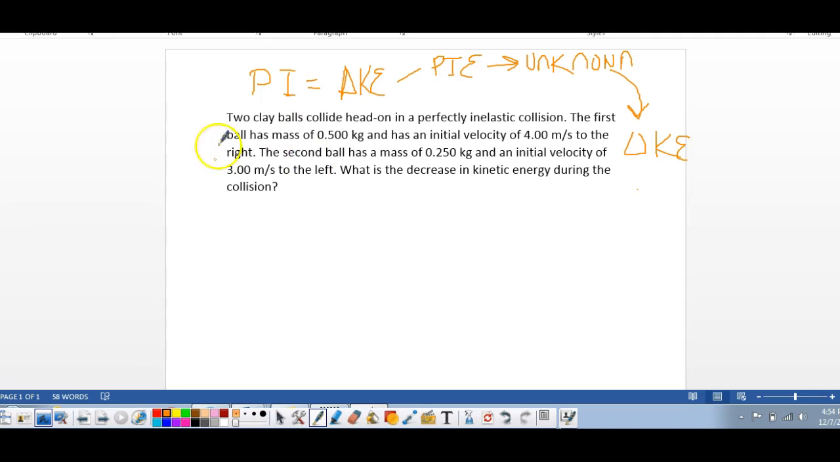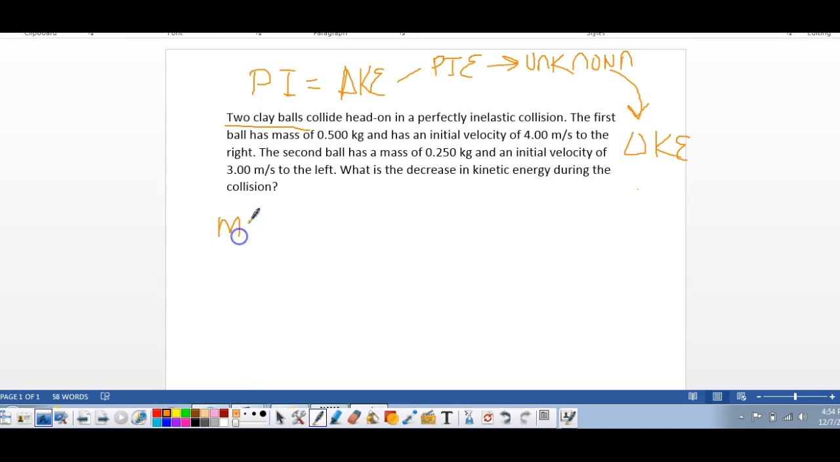So the first part is perfectly inelastic, and you can see that. Two clay balls collide head-on in a perfectly inelastic collision. The first ball has a mass of 0.5 kilograms and has an initial velocity of this. The second ball has a mass of 0.250 and an initial velocity of 3 meters per second to the left. And what is the decrease in kinetic energy during the collision? You've got to assume it's perfectly inelastic. They're not going to bounce off, they're going to stick together because they are clay. So we use the equation.